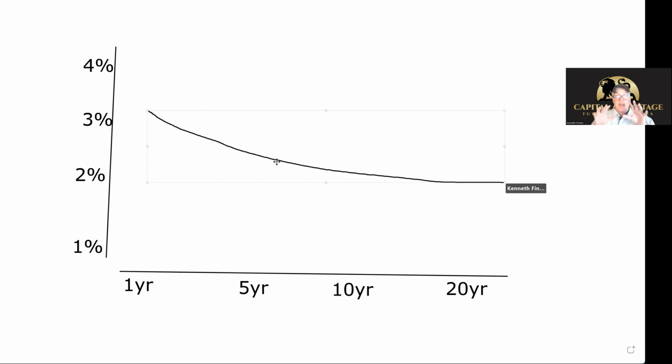Hope that helps. That should be as much as you need to know for the SIE exam, the Series 7 exam, and I'm hoping that helps with everyone in general so you learn what an inverted yield curve is.